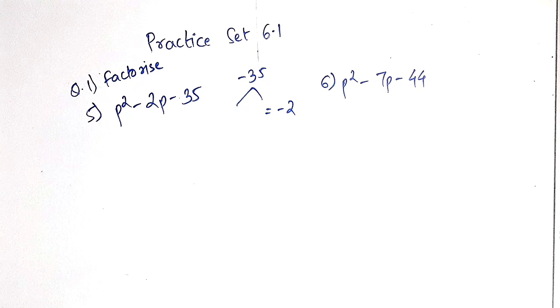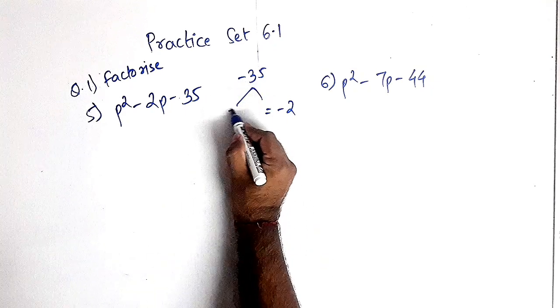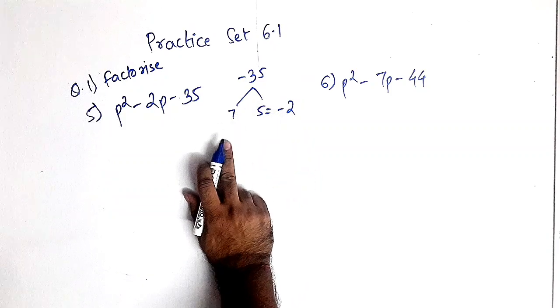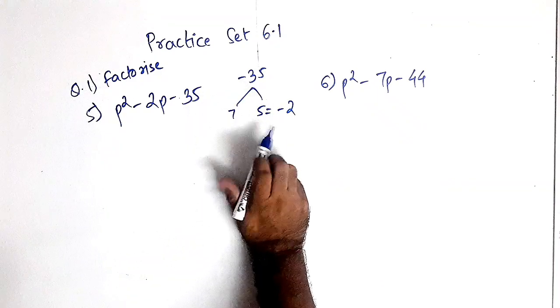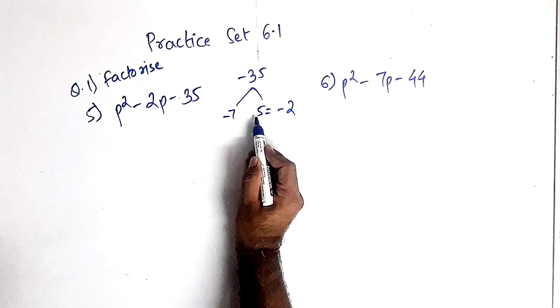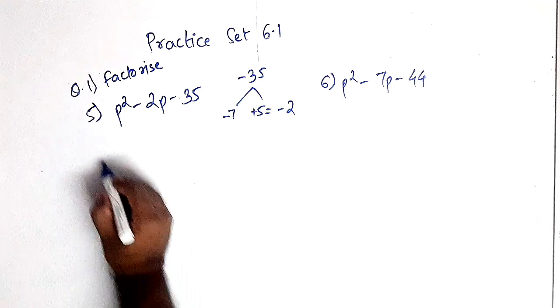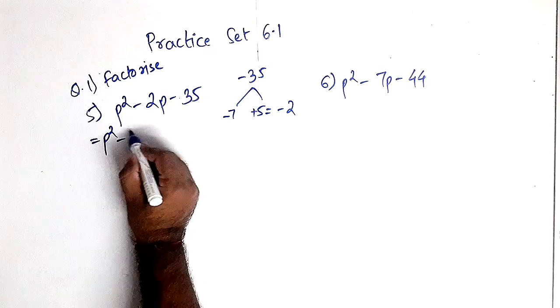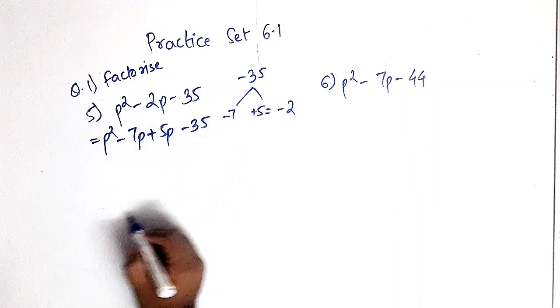35 does not have too many factors, it comes in the table of 5. 5 7s are, yes, 7 5s I am getting 35. So I'll write the greater number here. The greater number you will always write first. 7 5s are 35. I want minus, so minus I'll put on the greater number: minus 7 plus 5 will give me minus 2. So p square minus 7p plus 5p minus 35.